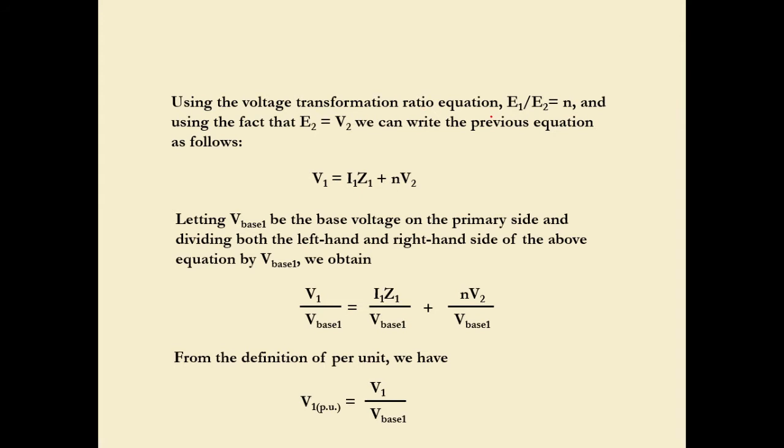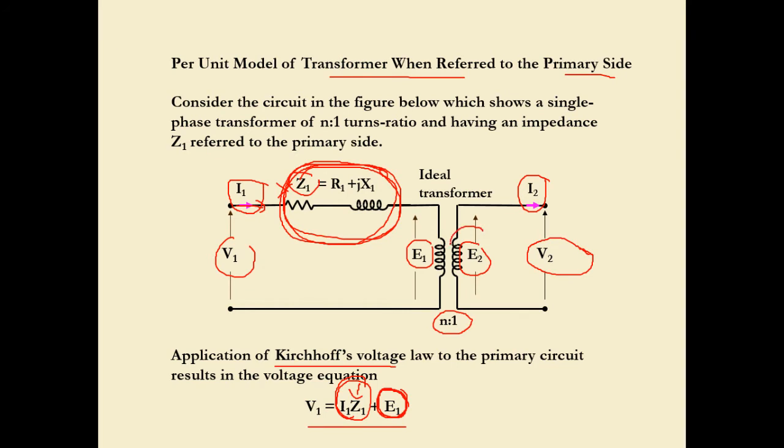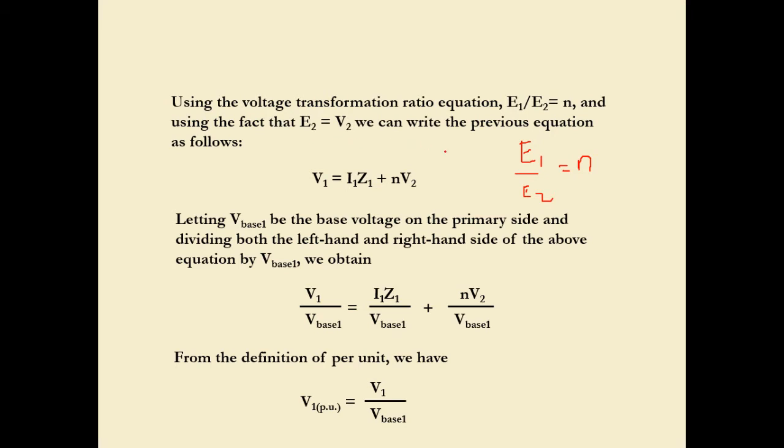Using the voltage transformation ratio equation, E1 over E2 is equal to N. And using the fact that E2 equal to V2, since we don't have any voltage drop. Unless we have a voltage drop over here, Z for example, and then we need to change the equation, because this voltage drop would cause a different output of V2. But in this example there is no such Z, so E2 equals V2. All right. So considering E2 equal to V2, we can write the previous equation as follows.